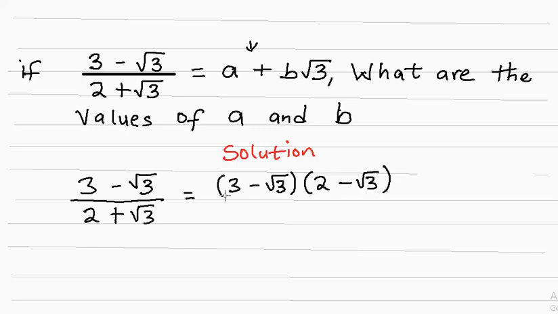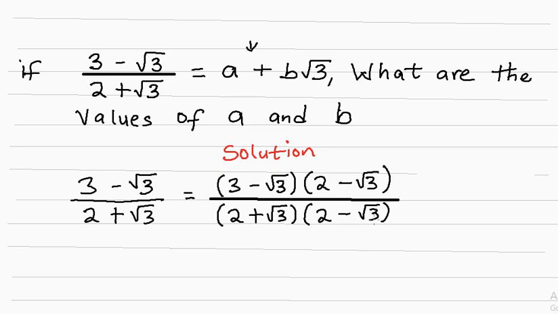All right. Then of course, divided by, whatever I do to the numerator, I also do to the denominator. So 2 plus root 3 is also multiplied by the conjugate, which of course is 2 minus root 3. All right, so you know exactly what is going to happen here now.